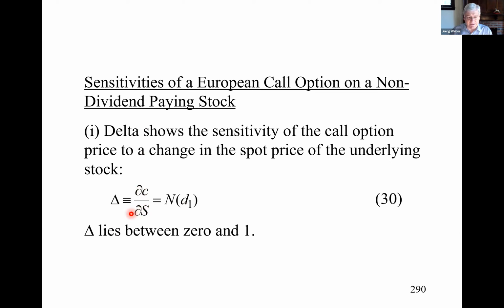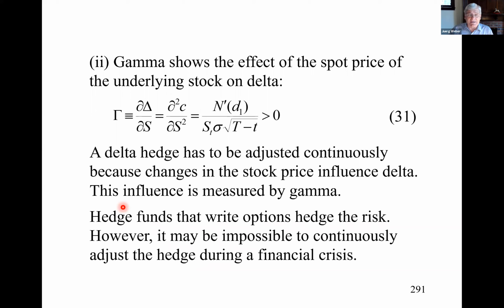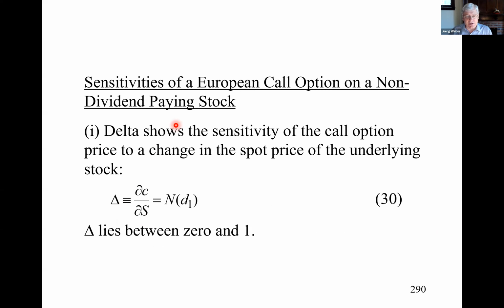So this delta does not mean a change. It's a bit unfortunate, this notation. Now the delta is not fixed. You can actually take the second derivative. So let's now take the derivative of the delta. That's the second derivative of the option price. This delta is the derivative of the option price.